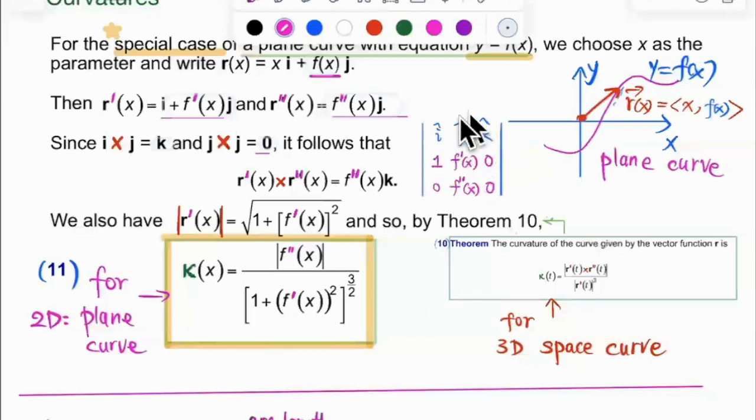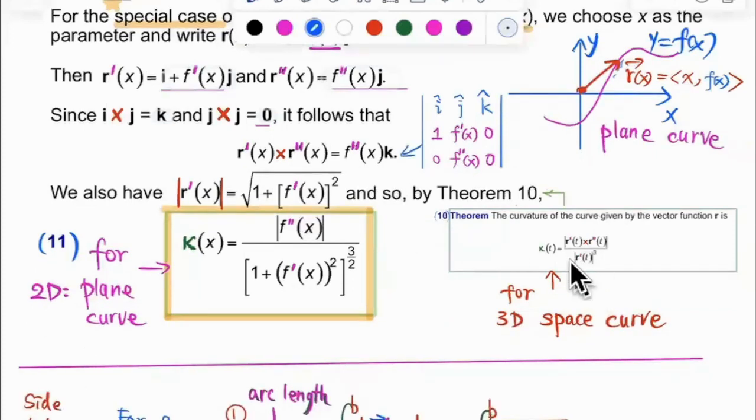You can also do it this way. When you expand this, the i component will be 0, the j component will be 0 also, and then the k component will be f double prime of x. So you got this result here.